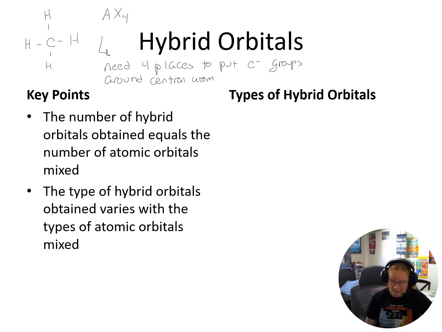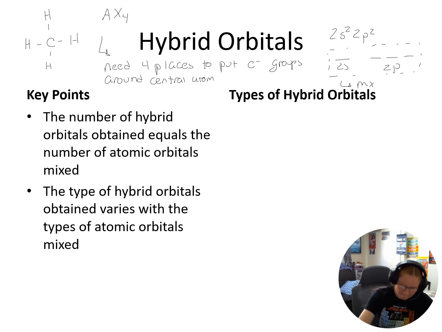In carbon, in this methane, our valence electrons are 2s2, 2p2. We have our 2s and our 2p. How many total orbitals is that? It's 4, so we probably need to mix all of those. I'm taking one s orbital and 3 p orbitals, mixing them, and I get this hybridization of one s and 3 p orbitals, so we get sp3 hybridization.